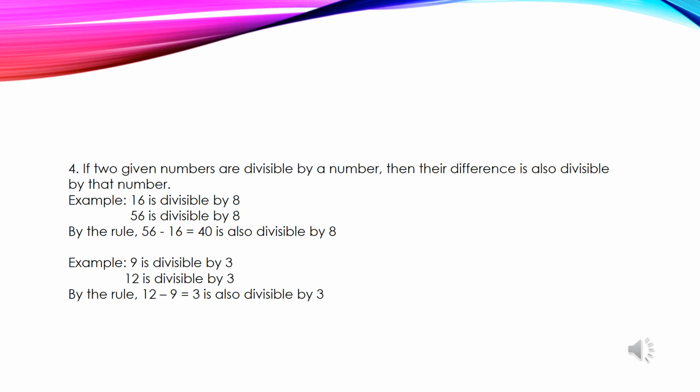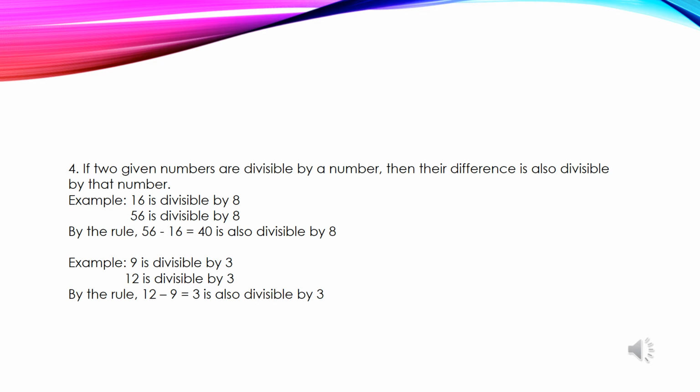And the next divisibility rule is that if two given numbers are divisible by a number, then their difference is also divisible by that number. Just like the previous one, there we are adding, here we are finding the difference, means we are subtracting. Okay, let us discuss with one example. I am taking 16 and 56. 16 is divisible by 8 and even 56 is also divisible by 8. Now the difference between 56 and 16 is 40. Here 40 is also divisible by 8.